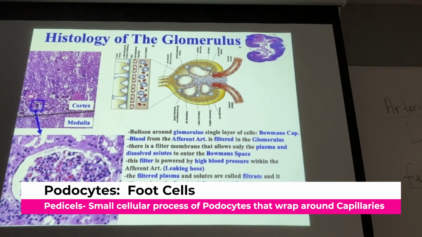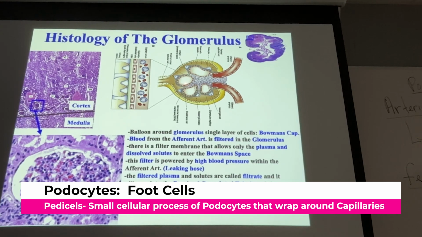And that word, podocytes: podo means foot, cyte means cell. So they're foot cells. And they look like a really weird cell. They have a cell body and then two long processes that come off of them. And those processes wrap around the capillaries.